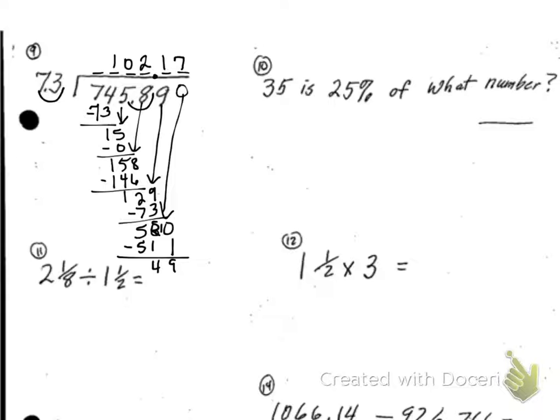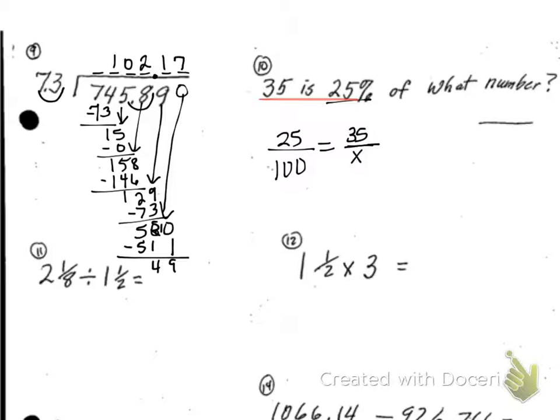Good job. 35 is 25% of what number? Whenever you have something like this, you're going to have to set it up in a proportion. That's probably the easiest way. There are other ways you can do it, but I think the proportion is the easiest. Percents always go over 100, so 25 over 100, set equal to the 35. You have to figure out whether the 35 is the part or the whole. Because it says 35 is 25%, that's the giveaway that it's the part, so it needs to go in the numerator.